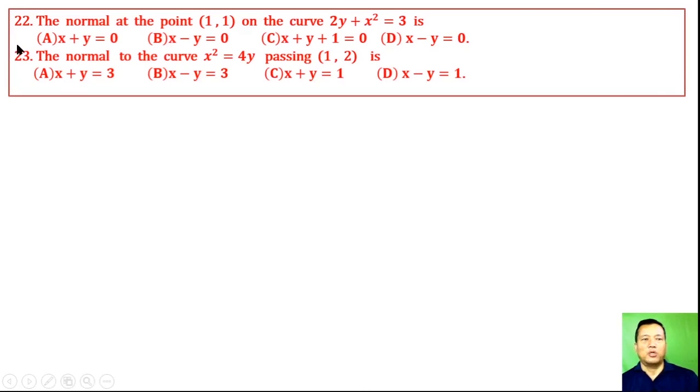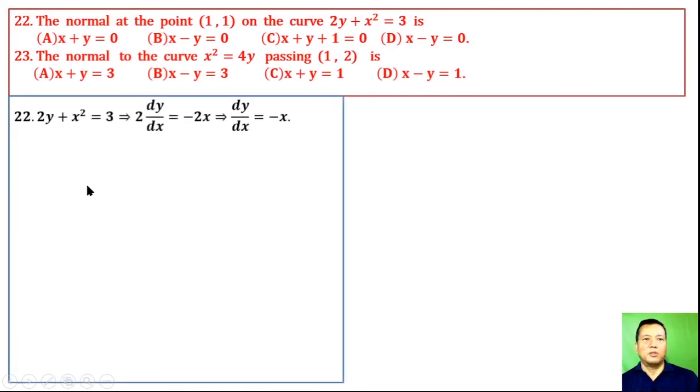Question number 22. The normal at the point 1, 1 on the curve, this is. Here the curve is this, differentiating both sides with respect to x, we get dy by dx equal to minus x. Normal at this point is y minus y1 times, slope of the normal is minus 1 divided by slope of the tangent, which is minus 1. The x minus 1, we get y equal to x. Y equal to x. Correct option is B. B and D are equal, but correct option is B.